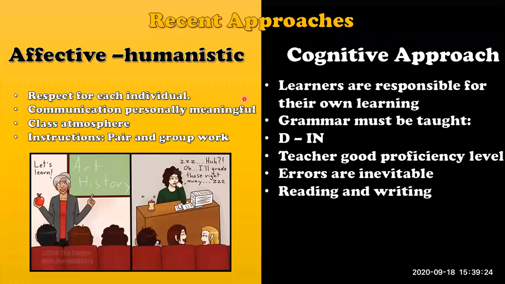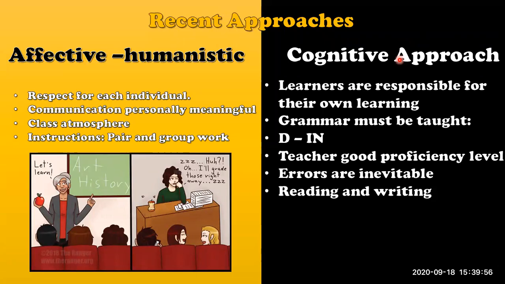Okay, now it's my job to explain in detail some recent approaches that are still in use in context, that some teachers are using in their daily practicum. So let's start with the cognitive approach. I think it's a really good one because it says that the learner is really responsible for their own learning, pretty similar to constructivism.